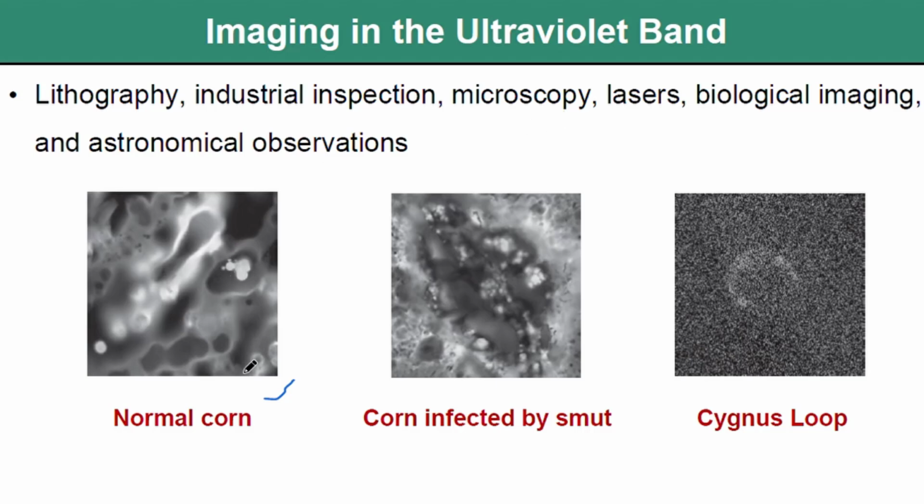This is the normal corn image. This is the structure of the normal corn, and this is the structure of corn infected by smut. Smut is a disease of corn. As corn is a very popular food, identifying diseases in normal corn is very important. Smut is a type of fungus. It causes ill health to human beings. This is again the Cygnus loop, by ultraviolet rays.